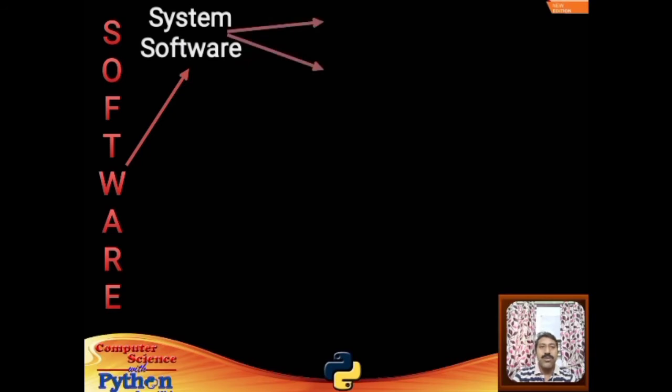And this system software is again divided into two major parts. One is the operating system, and the other we'll discuss later. First we'll discuss what an operating system is. It is a program which acts as an interface between the user and the computer, or we can say the hardware. All the hardware components are controlled by the operating system. It plays a major role in the computer.